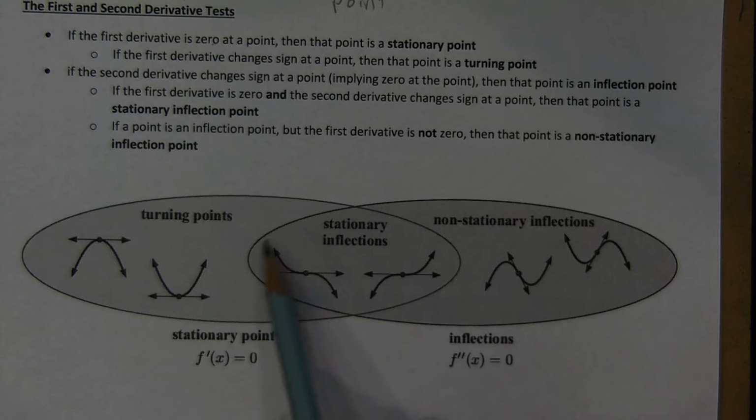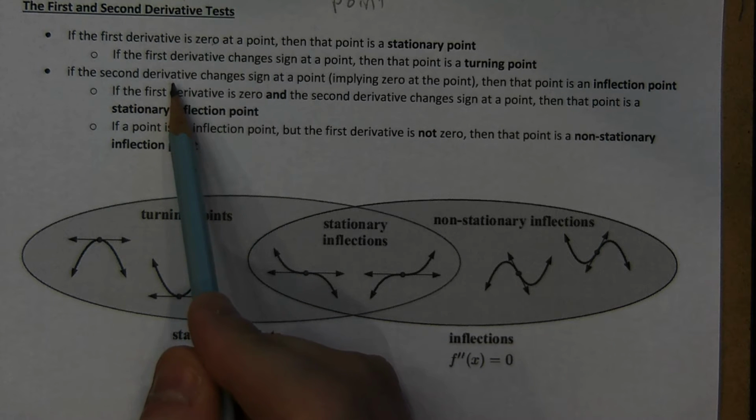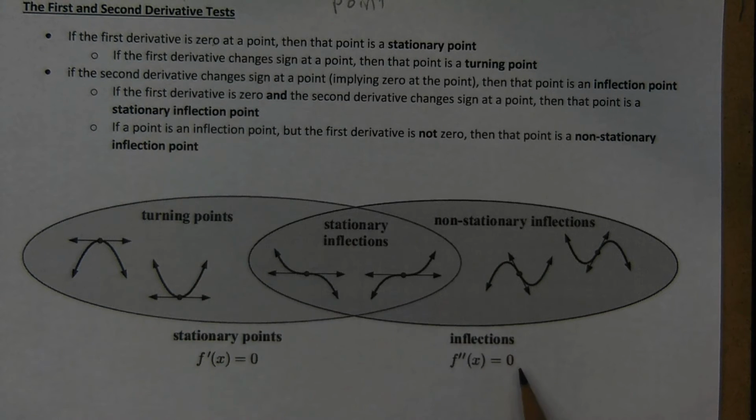Now over here in this oval, these are inflection points. At every inflection point, the second derivative does equal 0. Let's be really clear here. Just because the second derivative equals 0 somewhere does not mean it is an inflection point. This is not a two-way street. The second derivative has to change sign to be an inflection point. But of course, every time you have a sign change, you had to have passed through a 0.